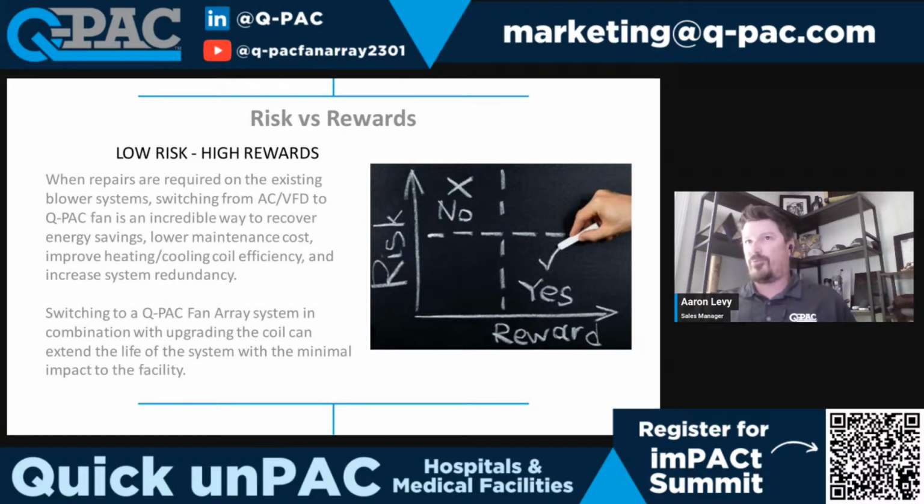So there's very little risk to the customer, even on that side of it. They know that whatever system they're putting in with a Q-PAC system isn't just warranted for a long period of time, more so than you would get with any other component, but that they have the support that will go with it. And we keep those fans in inventory.